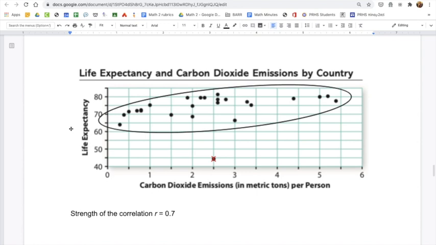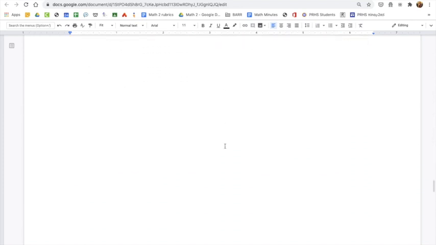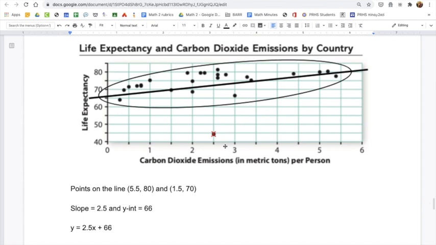And I can see that since this oval is pointed generally up when I go from left to right, that is a positive number, meaning that as carbon dioxide emissions increase, I can generally expect life expectancy to increase. Generally, but not always. Remember, South Africa down here, it's not true for South Africa. But the general trend is what we're looking for. And we can analyze that trend even further with what we call a best fit line, or more specifically, the least squares regression line. But I just call it the best fit line.